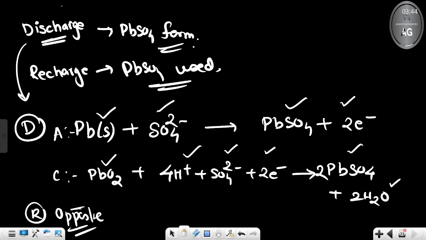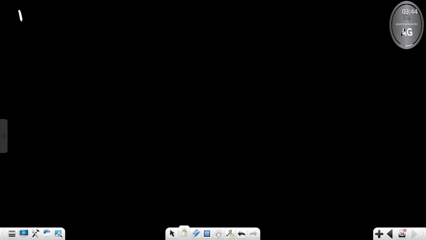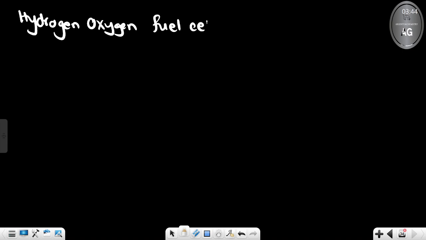Next is hydrogen oxygen fuel cell. Remember, this is an eco-friendly mode, but this is costly. Hydrogen oxygen fuel cell was used in Apollo, that is the Apollo space program, USA. Apollo 11 and all those things were there. So this hydrogen oxygen fuel cell was used to power that Apollo mission as well.